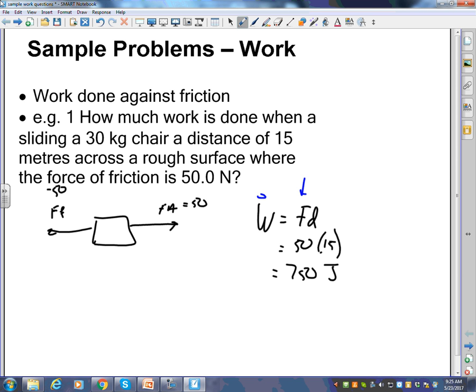But what I wanted to point out was that the 30 kilograms doesn't come into play, because that 30 kilograms is kind of built into this friction force of 50. If I gave you a coefficient of friction, you'd have to find the weight force and the normal force, and then you could get friction and do it that way. Okay? All good?